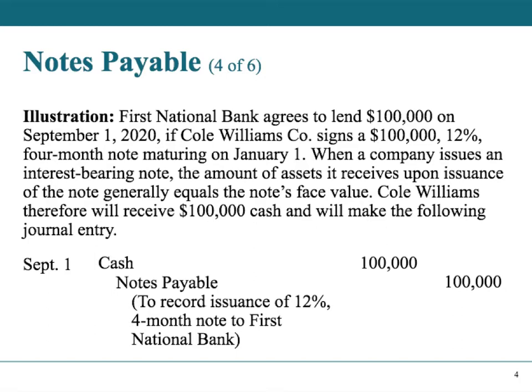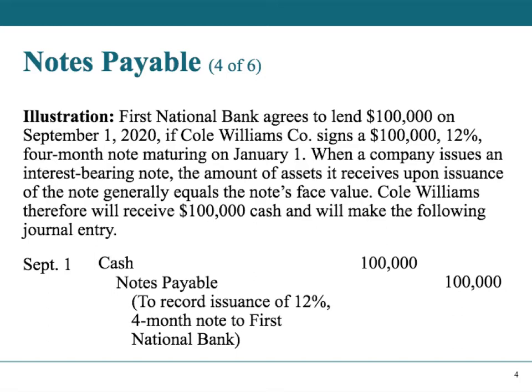When the company issues an interest-bearing note, the amount of assets it receives upon issuance generally equals the face value, or the principal. We do have what are called deep discount notes that are issued with zero interest, but then the borrower will not get the face value. The amount will be significantly lower. For example, I signed the note for $100,000, but I only received $80,000 in cash. So my $20,000 is actually built-in interest. There's no free money out there one way or another.